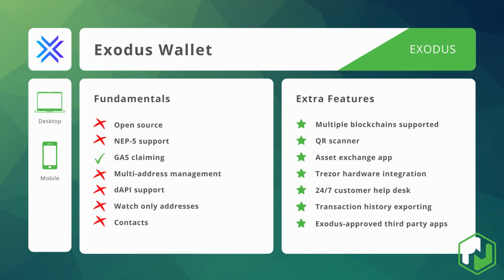You can also swap all supported assets through a built-in exchange app, which is included with the wallet, which is a nice touch. And the team is also expanding the wallet's capabilities through third-party app integrations. Currently, there are only apps available for Compound Finance and for the SpotX betting service, but more are expected to follow over time.